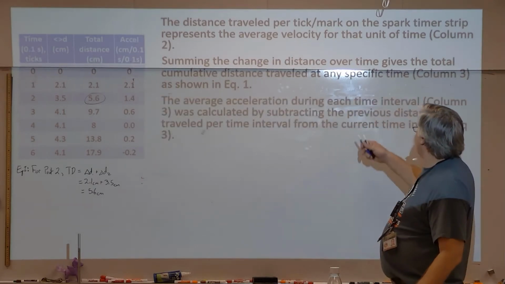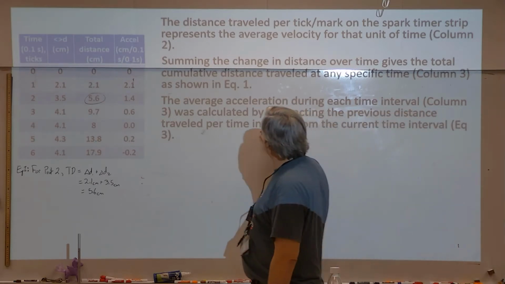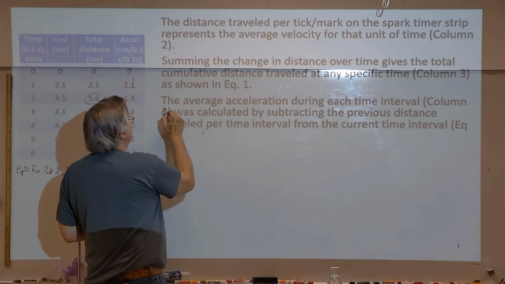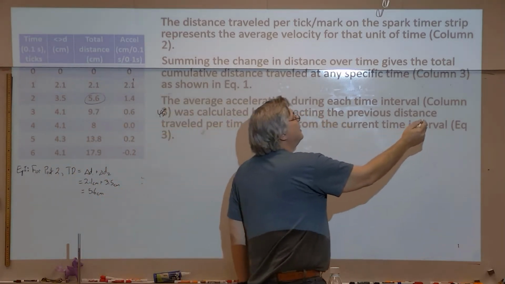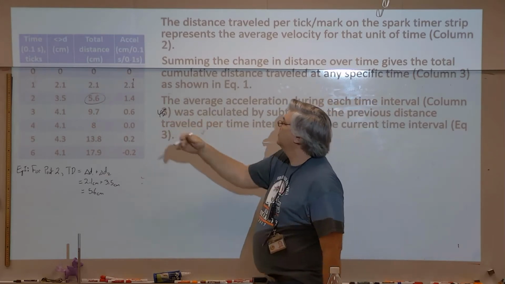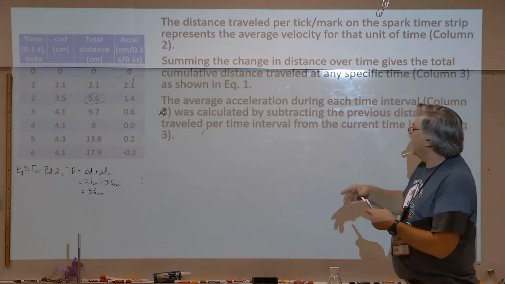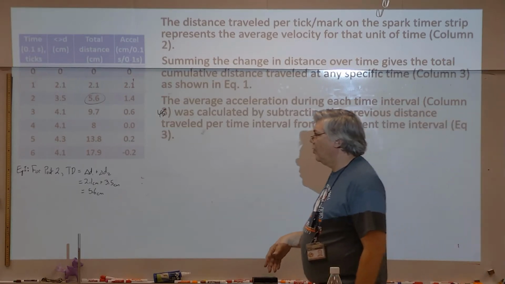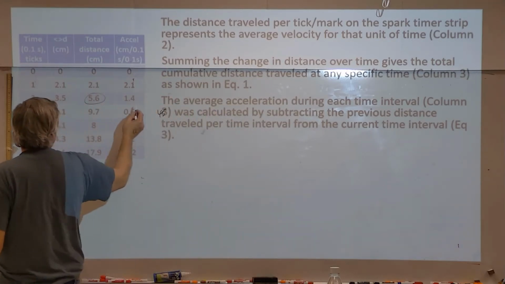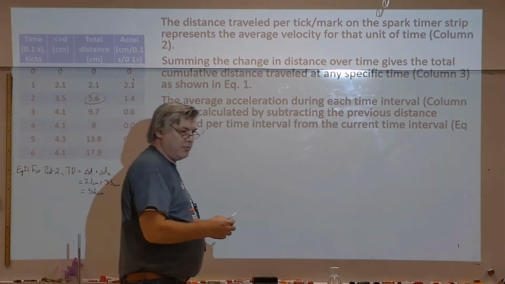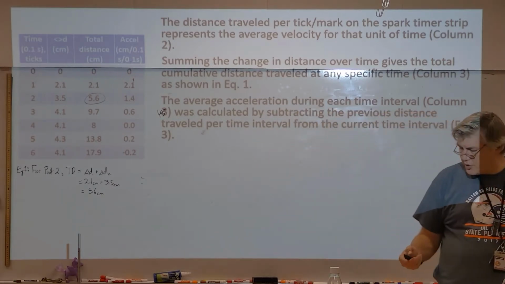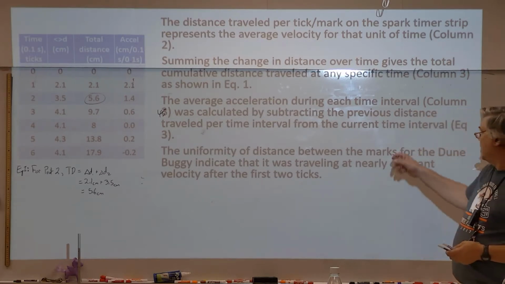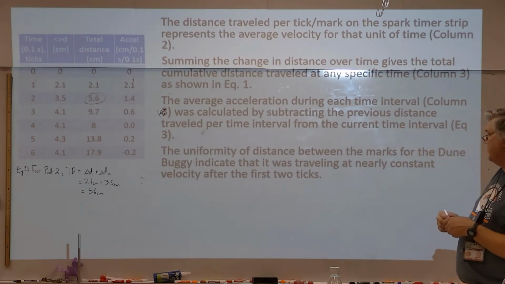The average acceleration during each time interval, column 3. Oh, did I get the columns wrong? 1, 2, 3, 4. Column 4 is what that should be, I guess. Oh, yeah, I just forgot that one. By subtracting the previous distance traveled per time interval from the current time interval. What does that mean? That's just how I chose to describe how I calculated the acceleration.